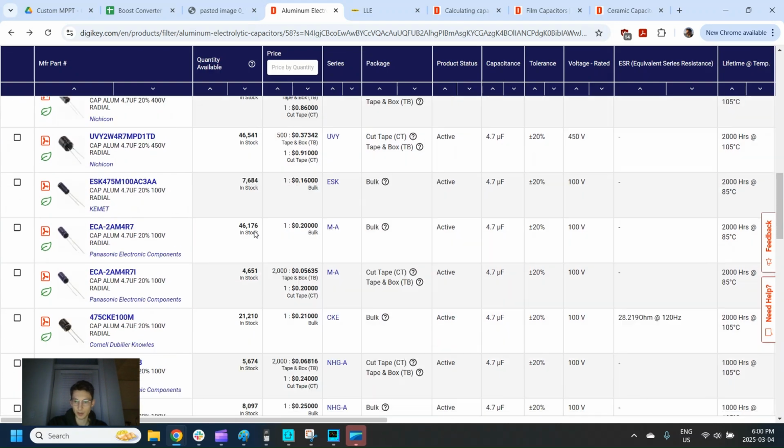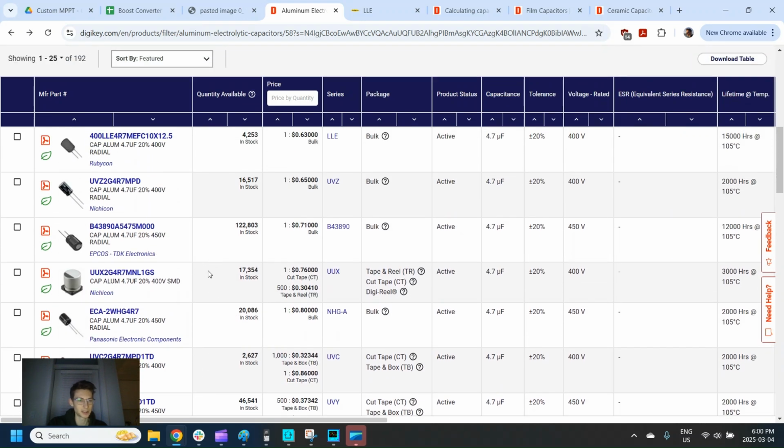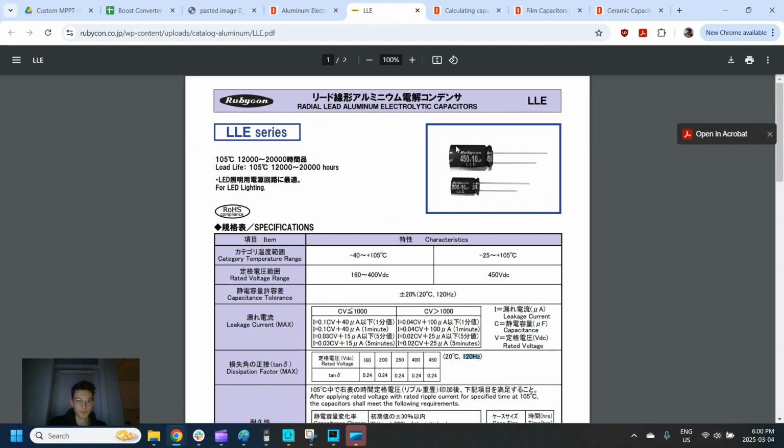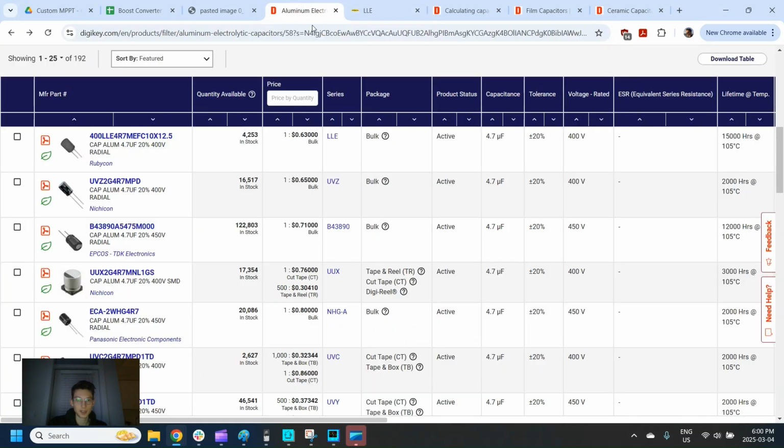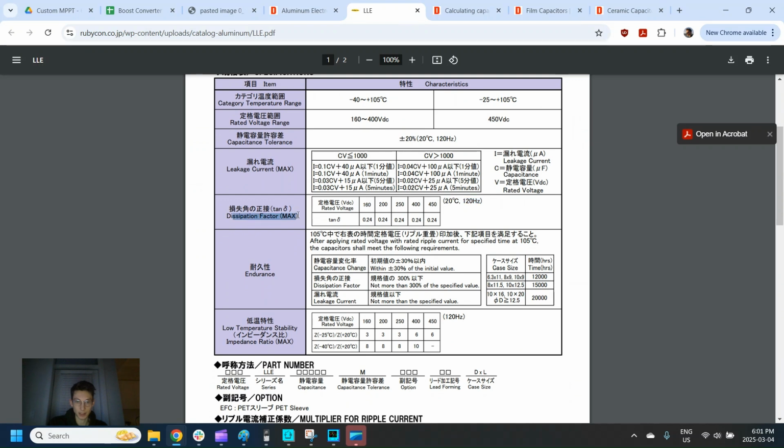So this is good because we have lots of options, but we can start to look at what these power losses might be. So let's just take a 63-cent one here, and I've pulled the data sheet for that one. So this is that one. These are rated for very high voltages, so we don't have to worry about the voltage, and the capacitance is 4.7, so that's fine. The thing that we're interested in here is the dissipation factor.